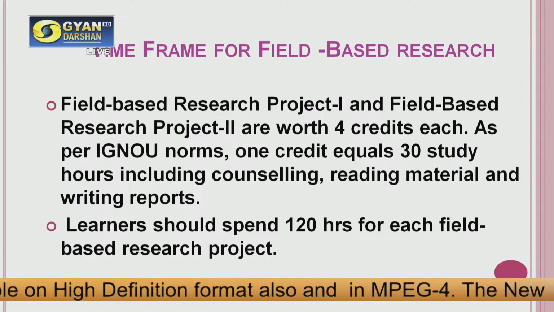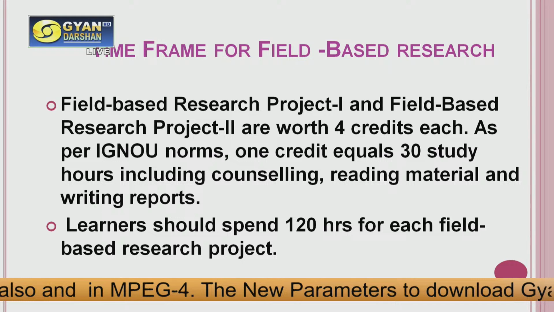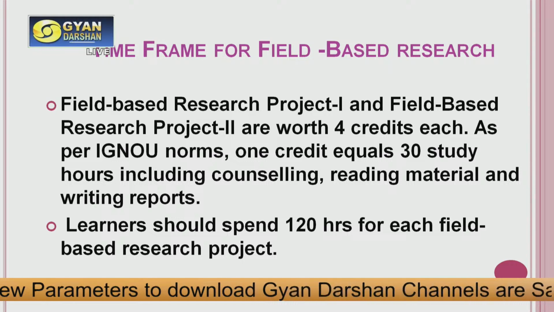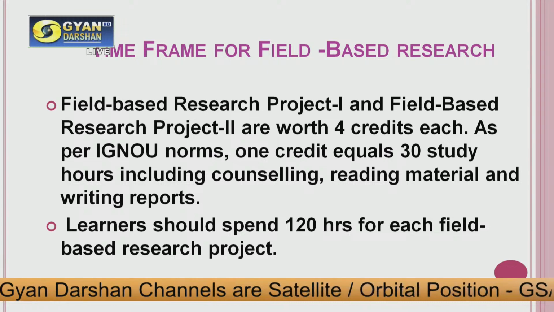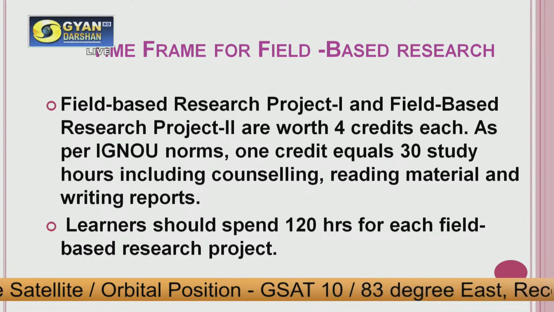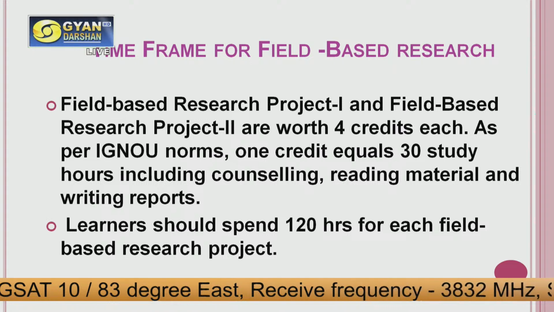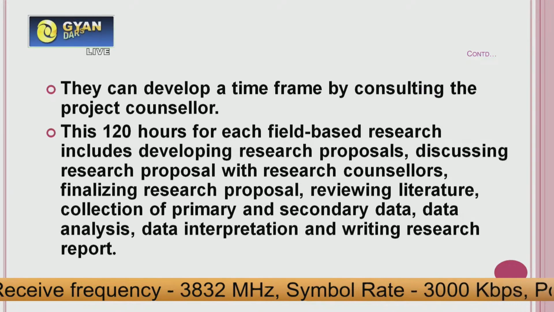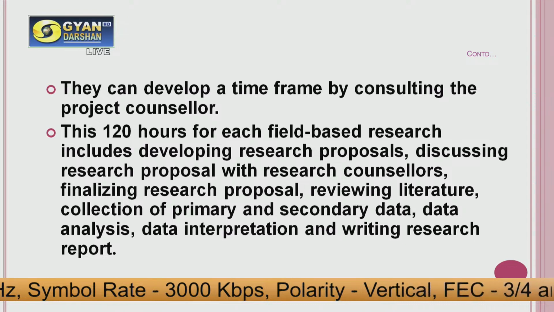Now the time frame for the field-based research project. Field-based research project 1 and field-based research project 2 are each a 4 credit course. As I have already mentioned, in IGNOU, 1 credit is 30 study hours as per IGNOU norm, including counseling, reading material and writing the report. So the learners have to spend at least 120 study hours for each field-based research project. That is the first norm. Second, they can develop a time frame themselves by consulting the project counselors on how to go about it.